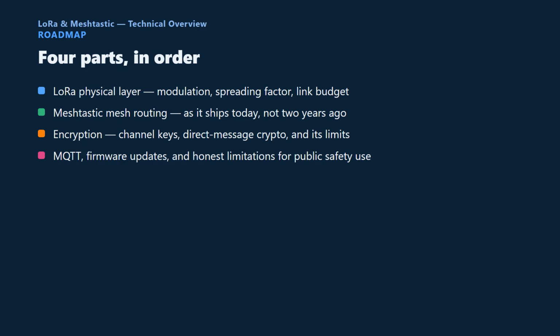LoRa parts. First, the LoRa physical layer, chirp spread spectrum, spreading factor, bandwidth, and coding rate, and how those three combine into a link budget. Second, how Meshtastic actually routes a packet across a mesh today, including a routing change from firmware 2.6 and a role deprecation from firmware 2.7 that most existing tutorials have not caught up with yet. Third, encryption, channel keys, the newer public key direct messages, and what is deliberately left unencrypted. Fourth, the practical stuff: MQTT bridging, firmware updates, and an honest list of limitations for public safety use.